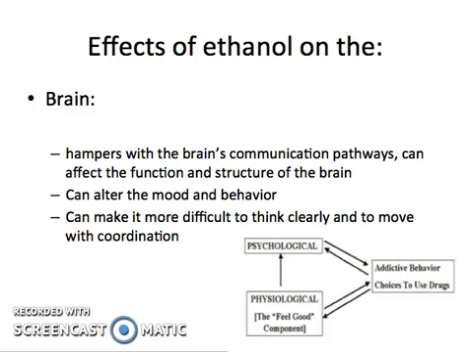The effects of ethanol on the brain. It hampers the brain's communication pathways, and it can affect the function and structure of the brain. It can also alter the mood and behavior. It can make it more difficult to think clearly and to move with coordination. So, for example, first you choose to do the drug because you like how it feels, you like your mood to change, or you just like being in the state of drunk. Then it becomes psychological, which leads to addictive behavior. So it's sort of like a cycle.